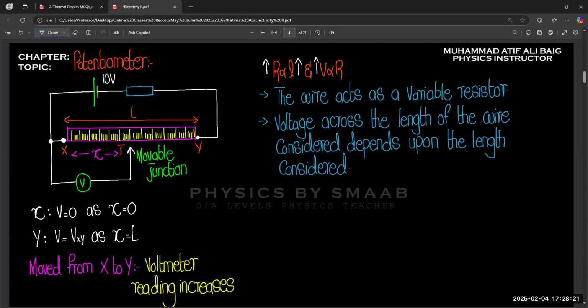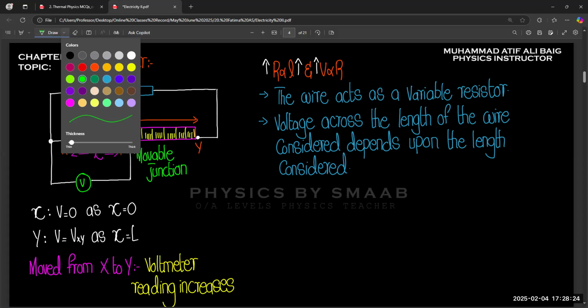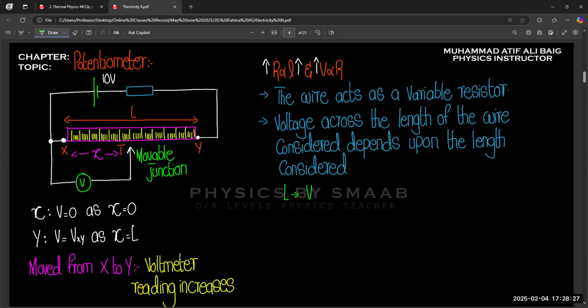So length actually depends upon the voltage between X and Y, and the value of X, the value of displacement basically, gives you some specific value of the voltage. So this is the scenario for a potentiometer.